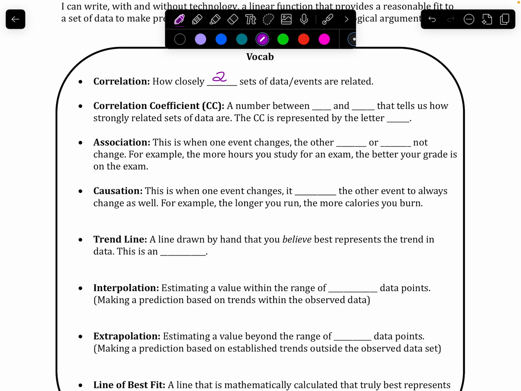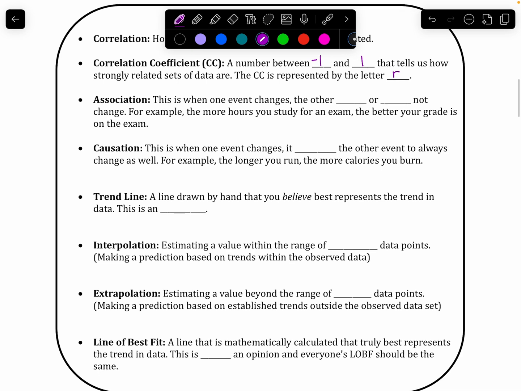You have a correlation coefficient. Your correlation coefficient, which I'm going to shorten with just CC, is going to be a number between -1 and +1. And this number tells us how strongly related sets of data are. The correlation coefficient is represented by the letter little r. So if you see a little baby r, that means correlation coefficient.